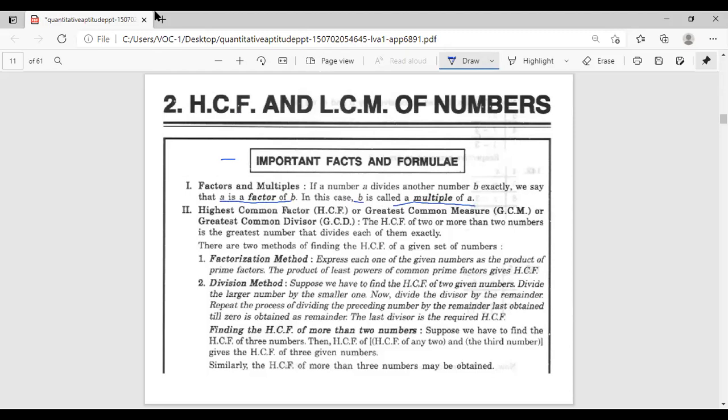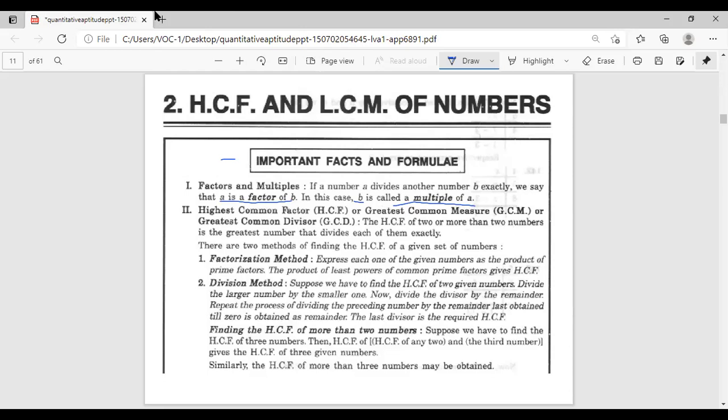What is HCF? HCF stands for highest common factor or greatest common measure, GCM, or greatest common divisor, GCD. These all terms are the same. The HCF of two or more than two numbers is the greatest number that divides each of them exactly. There are two methods of finding the HCF of a given set of numbers. One is factorization method and the second one is division method.